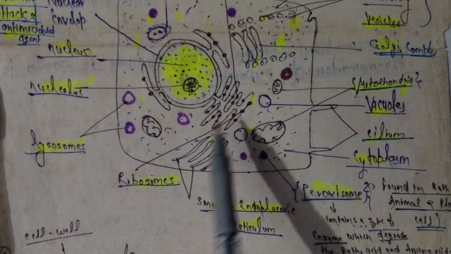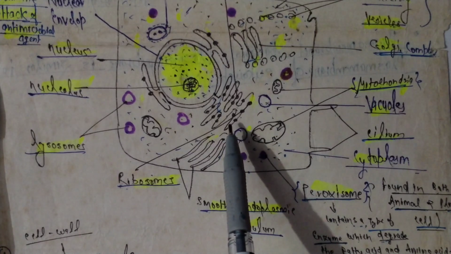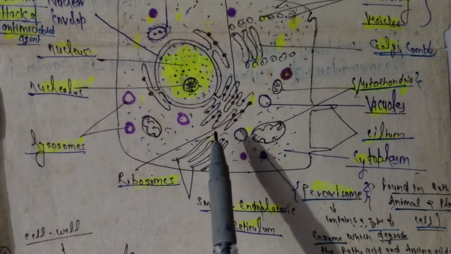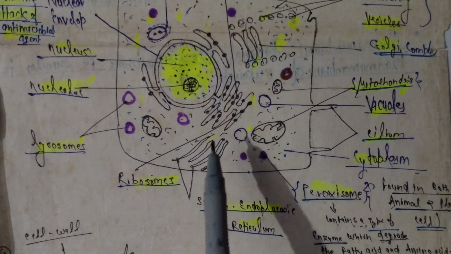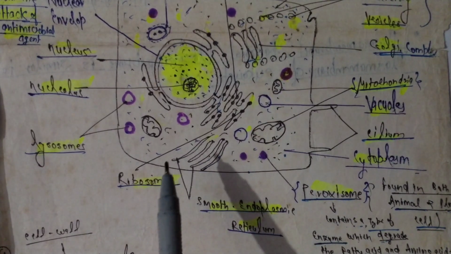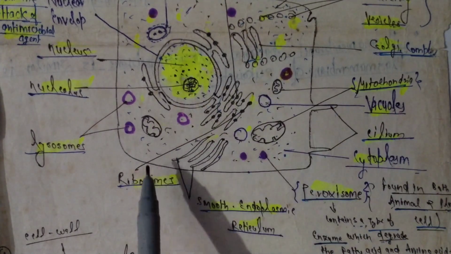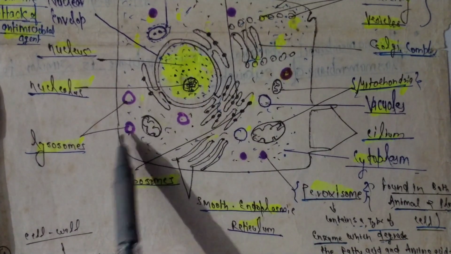This is the ribosome. Some ribosomes are attached over the surface of the endoplasmic reticulum, forming the rough endoplasmic reticulum. Along with this, there are certain ribosomes which are found freely in the cytoplasm. They are known as free ribosomes. And this is known as the lysosome.